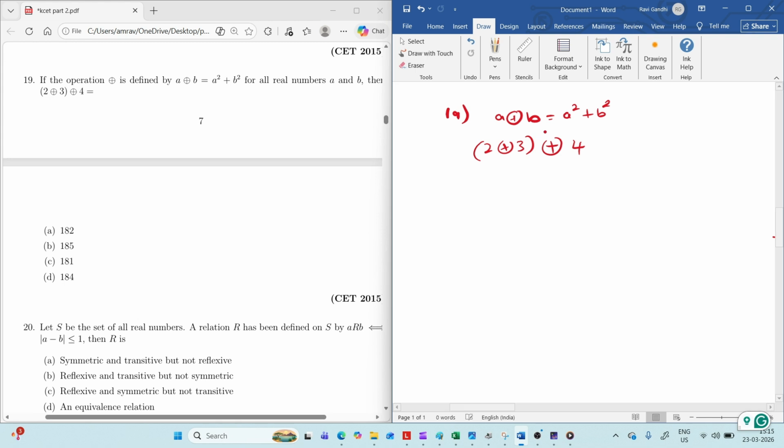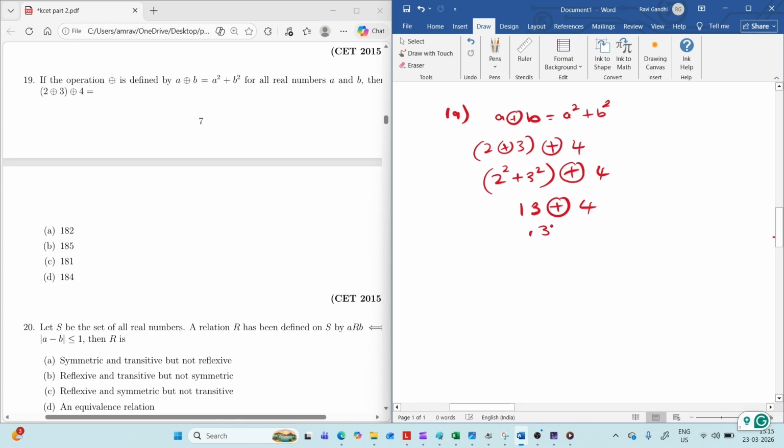Okay, so now apply the definition given here for 2 direct sum 3. It will be 2 square plus 3 square, and this remains as it is. Now 2 square plus 3 square will give you 4 plus 9, which is 13, direct sum 4. Now again apply the definition for this.